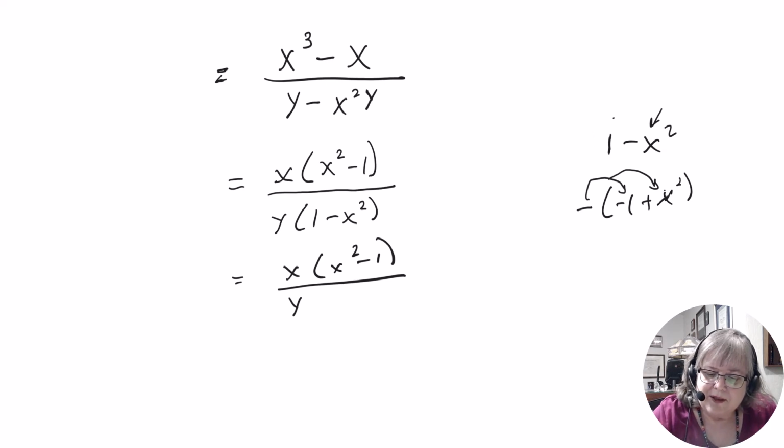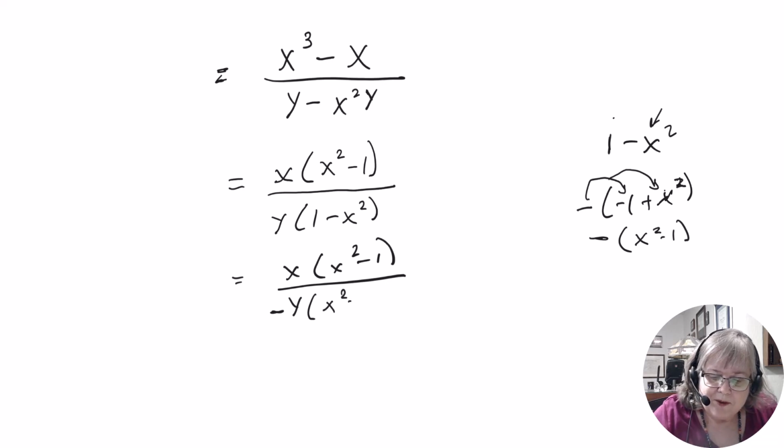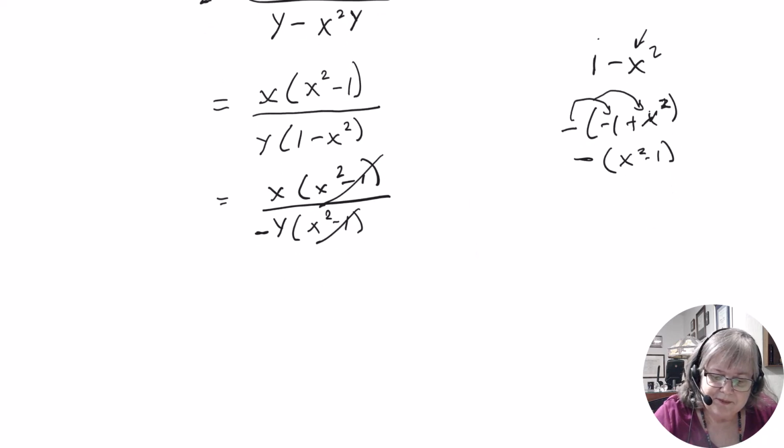Okay, so this is actually a negative. I'm going to pull it in front. And this might be better written as x squared minus 1. See the little square right there? Okay, x squared minus 1. And lo and behold, this cancels this. And you're left with the negative x over y.